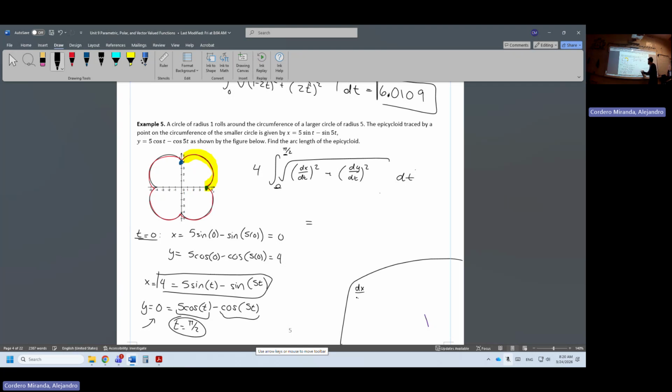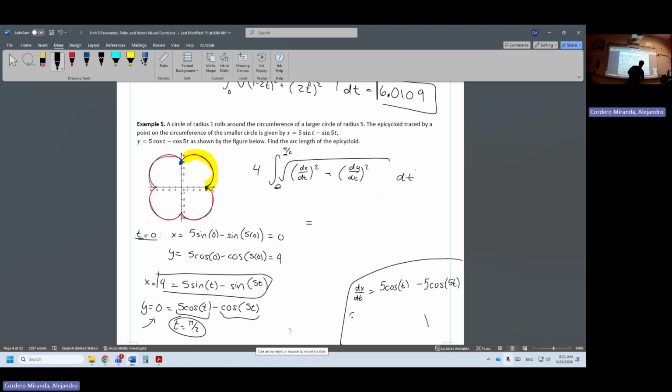So dx dt to put into here would be the derivative of that x equation, which is not too bad. Hopefully you said that, 5 cosine of t minus cosine of 5t. Right? No. Wrong, because why? Yeah, chain rule. The 5t in here, that's a chain rule. So the derivative of the sine is cosine, and the derivative of the inside function 5t is 5. So multiply that by 5 right there, in case you forgot.